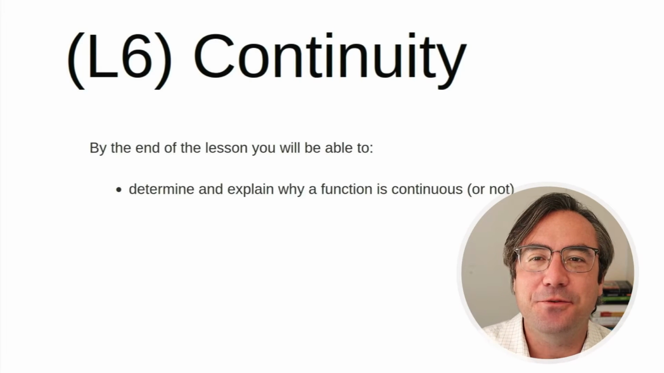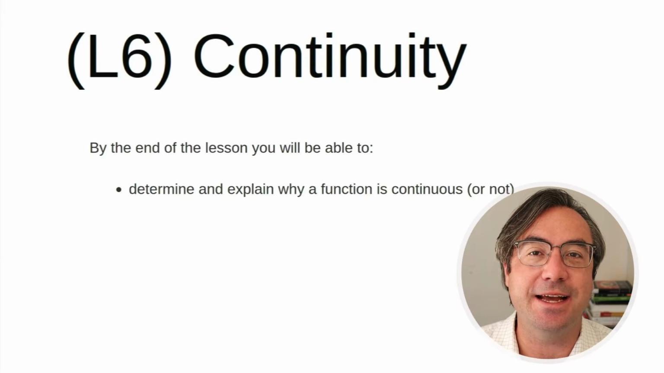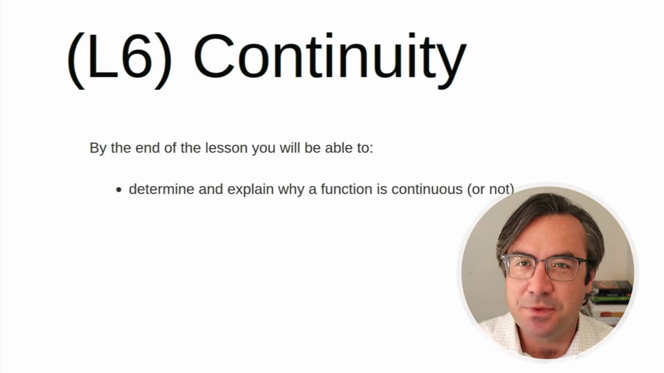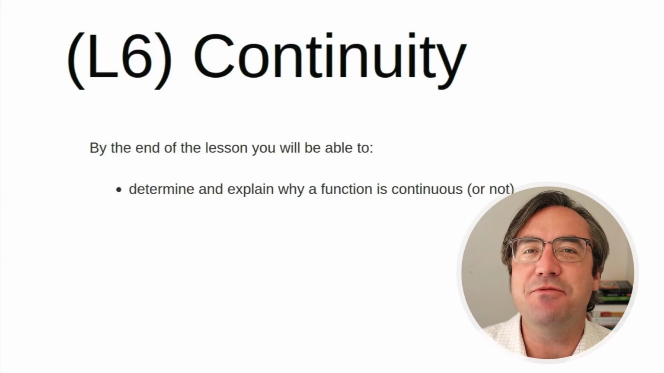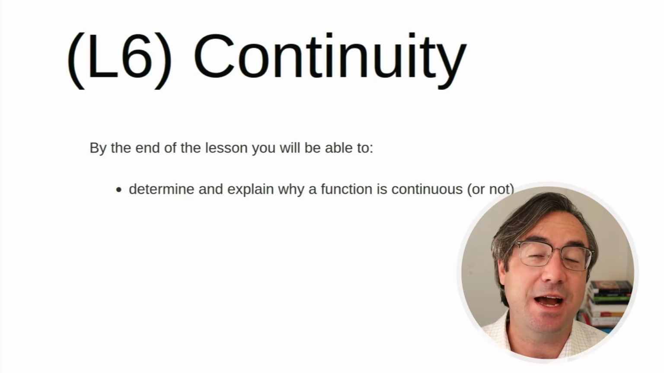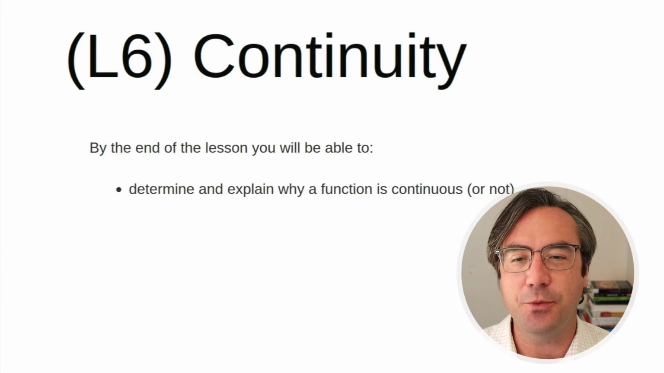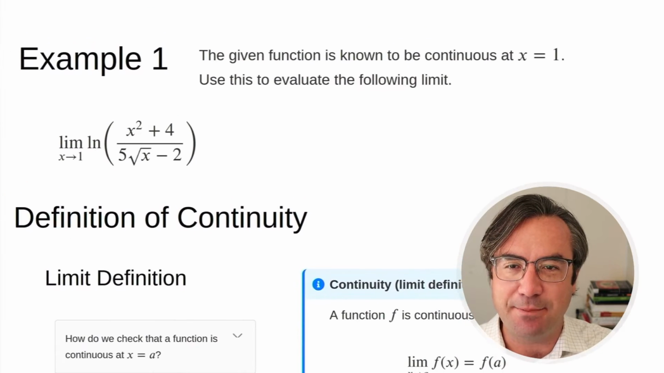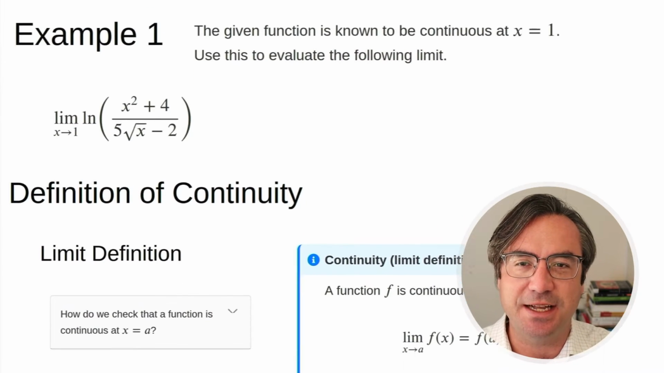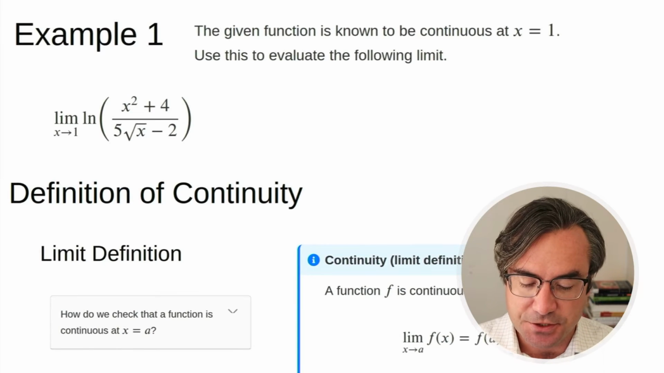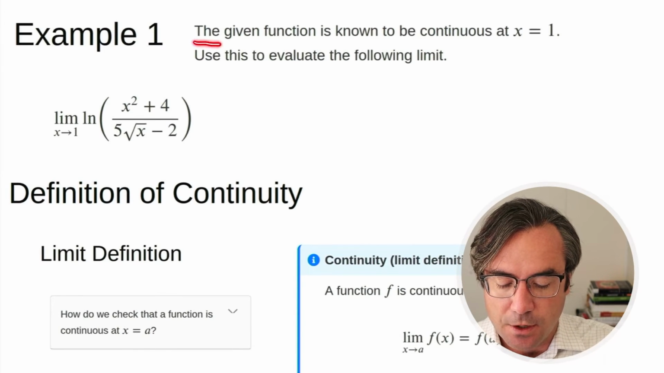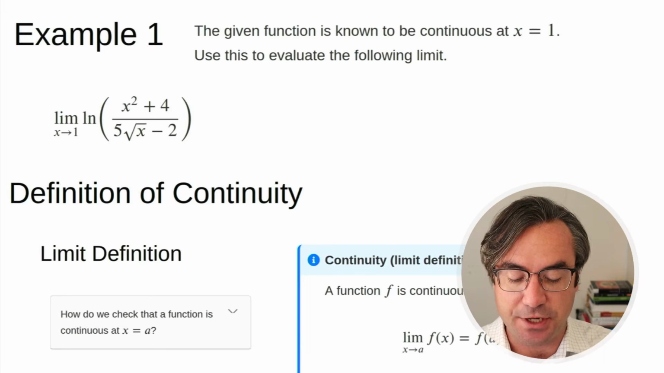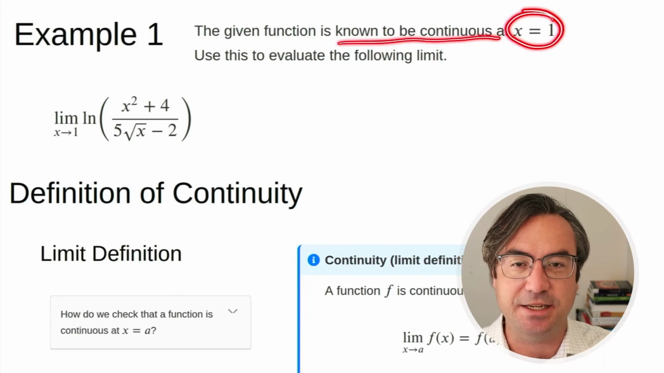Welcome, everyone. For today's prep, we're going to start looking at the limit definition of continuity. This is a concept that we've mentioned a few times in the context of direct evaluation. So let's start by looking at example 1, just to see why this concept is so helpful. Let's say that the given function in this example is known to be continuous at x equals 1.